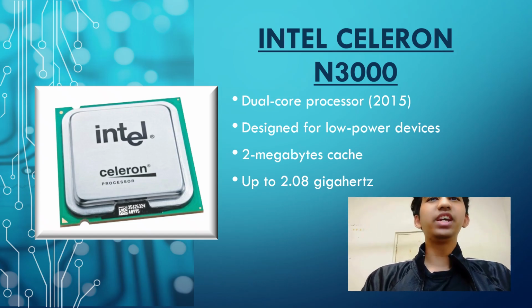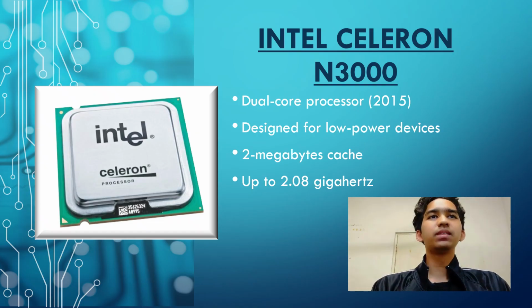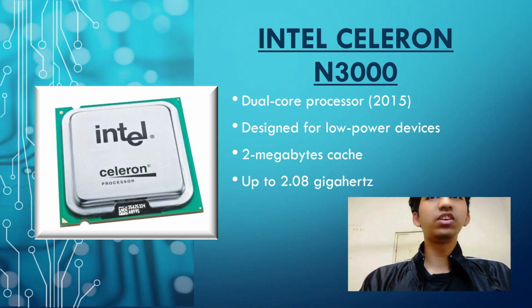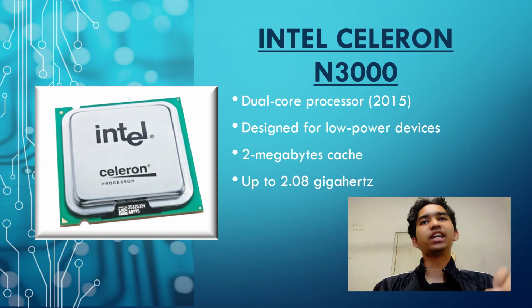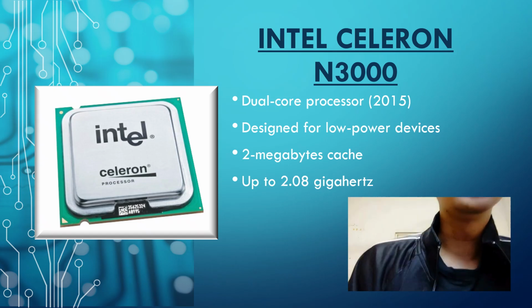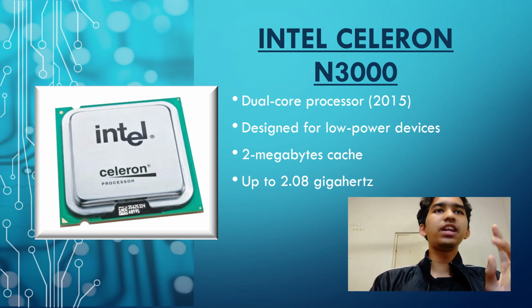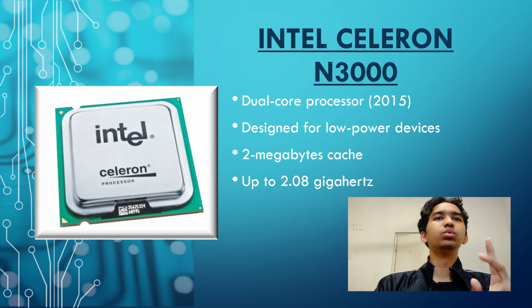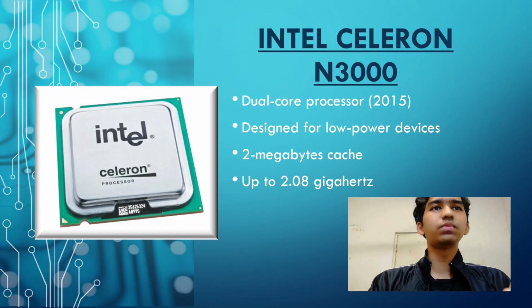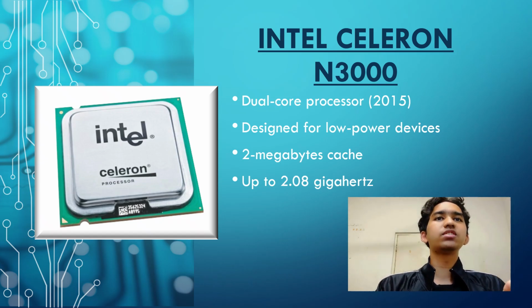Good morning everyone. Today we're diving into the fascinating world of cache memory, specifically the Associative Cache Organization in the Intel Celeron N3000, a dual-core processor from 2015 designed for low-power devices like laptops and mini PCs. Cache memory is crucial. It acts like a super fast bridge between the CPU and the slower main memory, speeding up data access. The Celeron N3000, with its 2 MB cache and up to 2.08 GHz clock speed, uses an associative cache design to optimize performance in its multi-core setup.